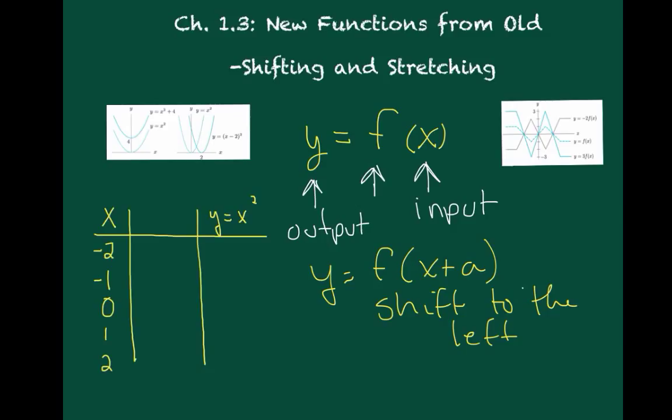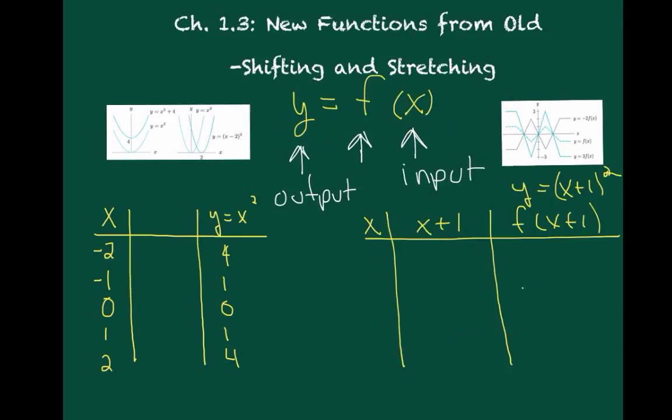So now, when I put in a -2, I get y equals 4. When I put in a -1, y is 1. 0, 1, and 4. But what happens if I change the input by some number, let's say x plus 1? Now I can put in an x value that is lower, and the function thinks that it's 1 higher.